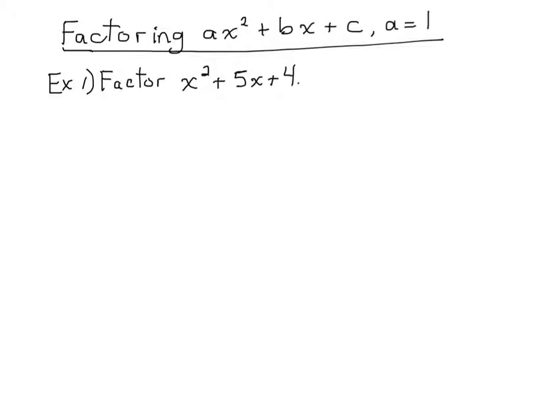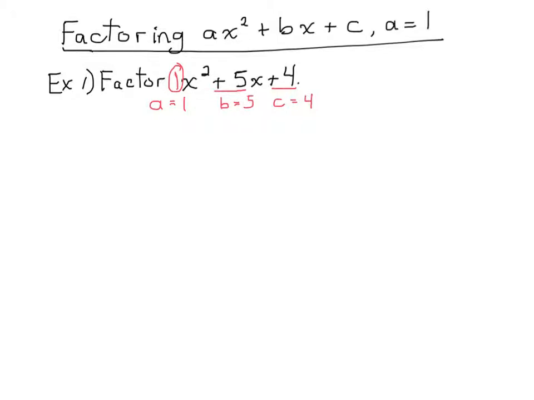Okay, let's look at our first example of factoring a trinomial of the form ax squared plus bx plus c where a is equal to 1. We notice that there's no number written in front of the x squared, so it's like having a 1 there. That would be your a value. A is equal to 1. Your c value is the constant at the end, so c is equal to 4, and your b value is the number in front of the x term, so b is equal to positive 5 in this example.